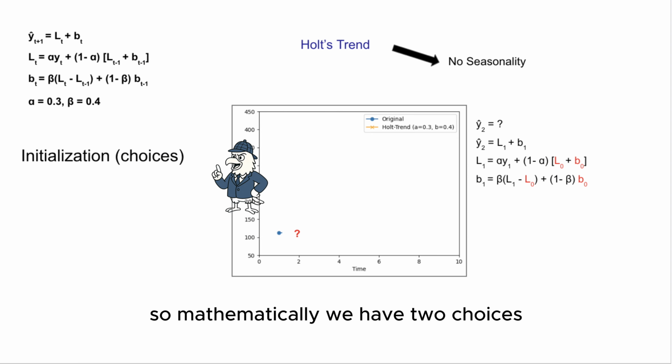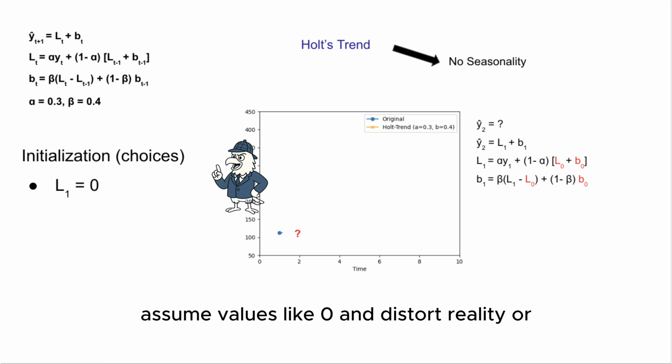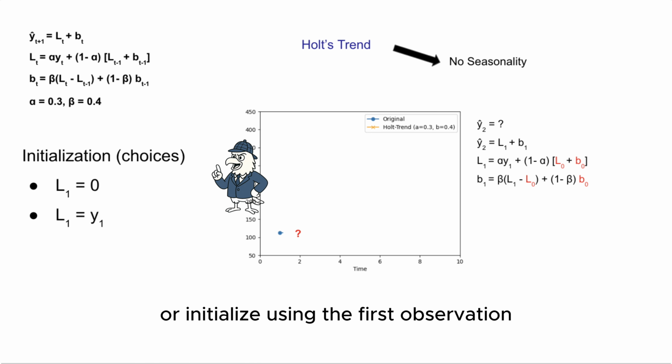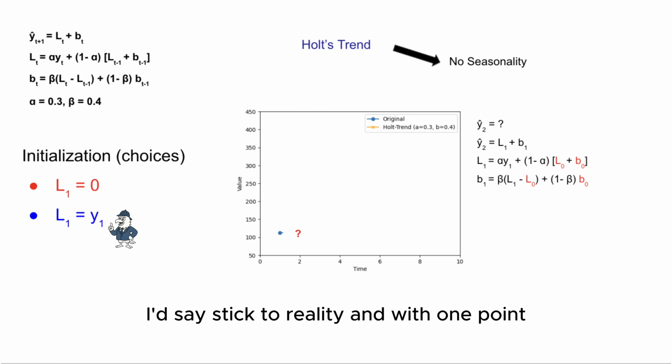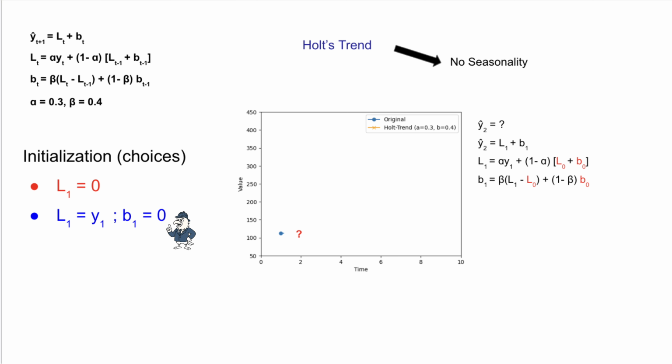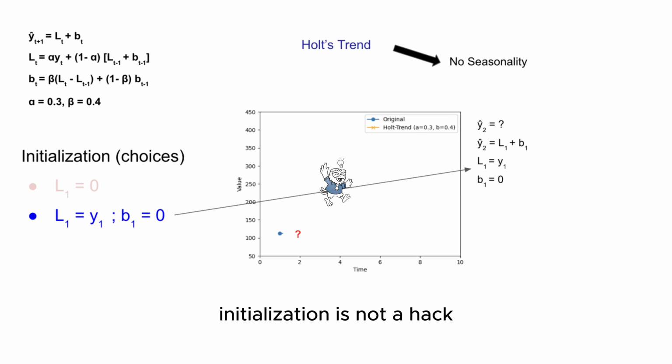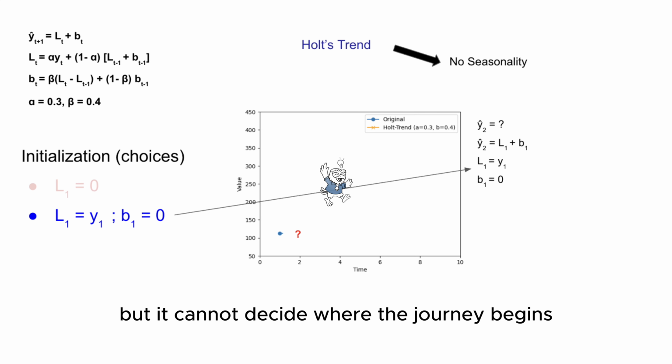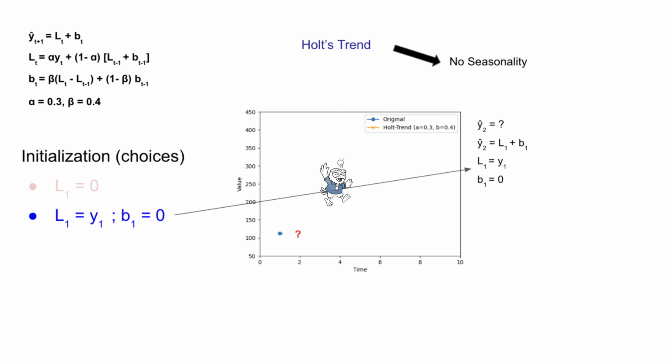So mathematically, we have two choices. Assume values like 0, and distort reality, or initialize using the first observation and stay honest to data. I'd say stick to reality. And with 1 point, there's no trend. So here, we don't even have a choice. Initialization is not a hack. It is a necessary boundary condition, just like initial velocity in physics, starting point in recursion. A formula can guide the journey, but it cannot decide where the journey begins.